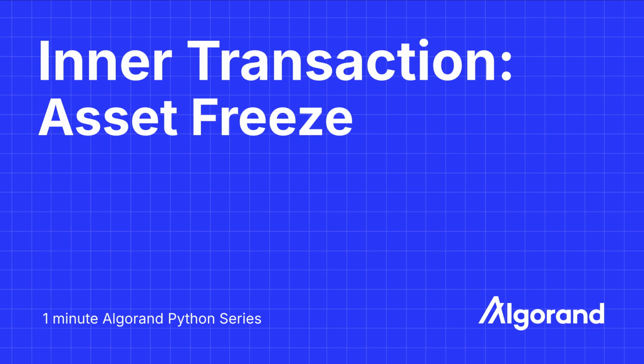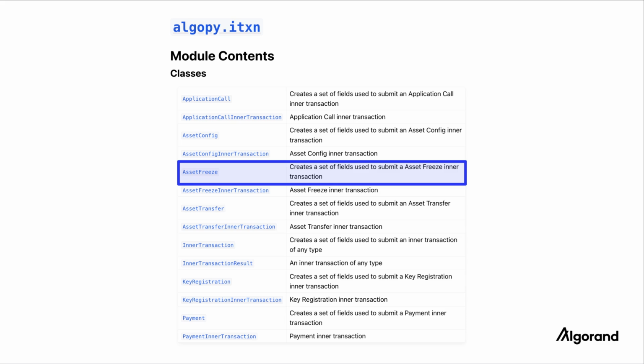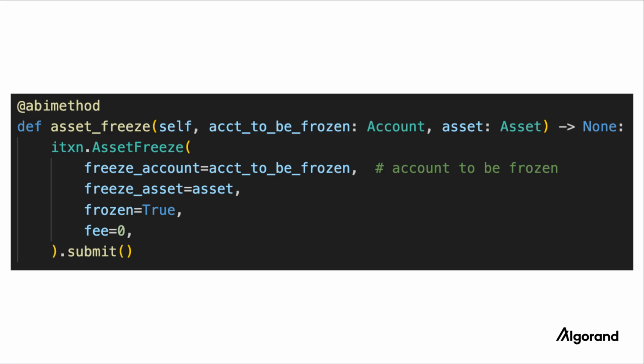Let's learn how to freeze an asset with the asset freeze inner transaction. To send an asset freeze inner transaction, you need to use the itxn.assetFreeze class. Here's an example of freezing an asset with inner transaction. To send an asset freeze inner transaction, first you need to create the asset freeze object and set its fields.